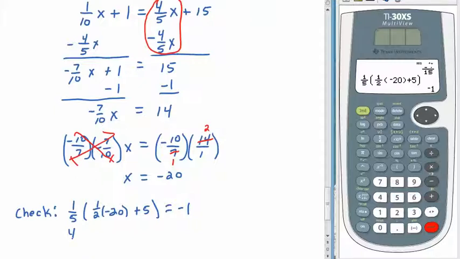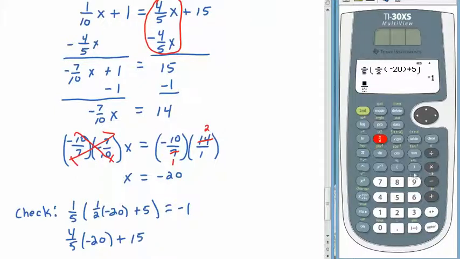We have 4/5 multiplied by -20 plus 15. And maybe you're able to do this in your head. 5 goes into 20 4 times. 4 times -4 is -16, plus 15 gives us -1. If not, we'll go ahead and use the calculator. That's okay too. 4/5 multiplied by -20. Just don't forget those parentheses. Plus 15. There we go. So that's equal to -1. And both sides match.